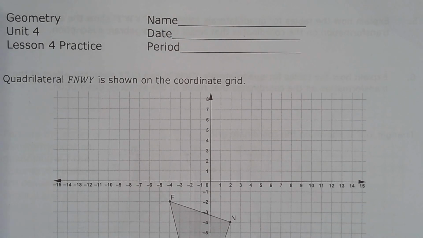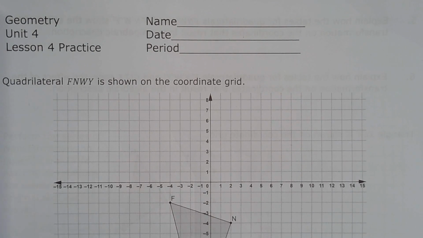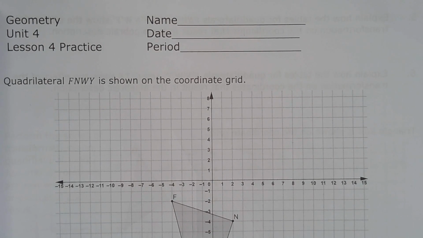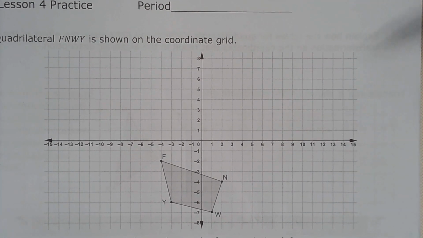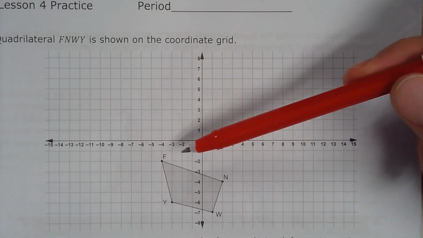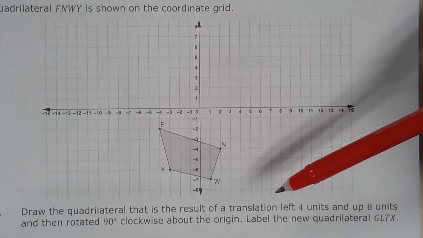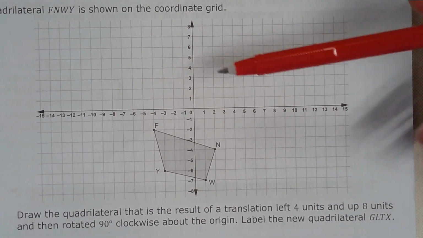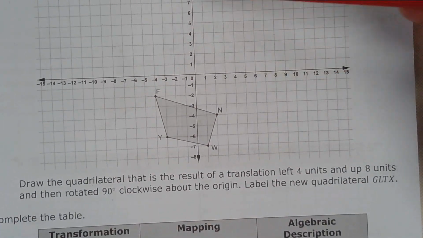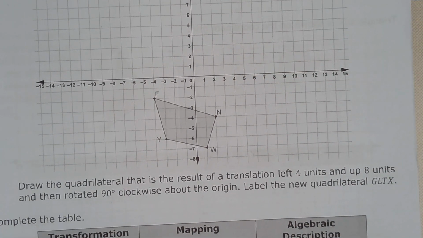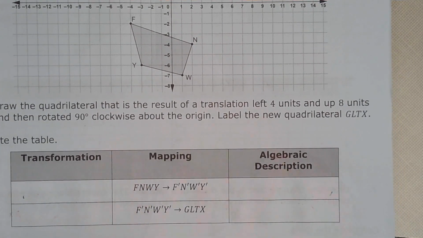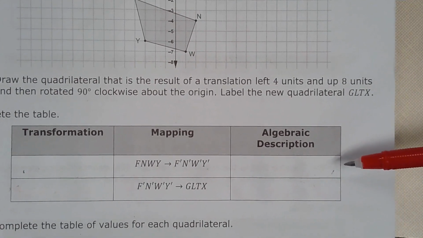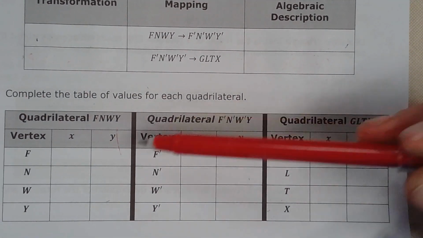Okay, so we're gonna do a tutorial on how to do Unit 4, Lesson 4 practice work. So this is going to be quadrilateral F and Y shown on the coordinate grid, and number one's asking you to translate it 4 left, and then 8 up, and then rotate it clockwise about the origin. And then it has number 2, which tells you to describe the transformation, and then tell the algebraic description, and then fill out the table for all the points.